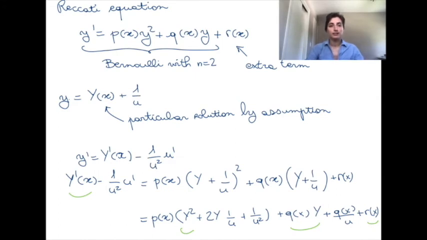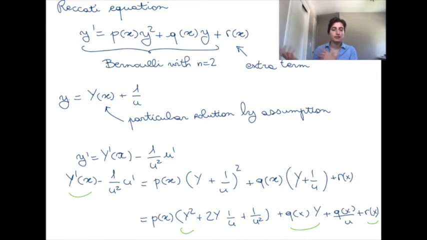Let's look at another equation, the Riccati equation. Y prime equals p(x)y squared plus q(x)y plus r(x). So it is the Bernoulli equation for n equal to 2, in which we have an extra term r. We take as an assumption, and then we'll try to justify it, that y can be written as the sum of capital Y, being a particular solution, and 1 over u. So y prime is capital Y prime minus u prime divided by u squared.